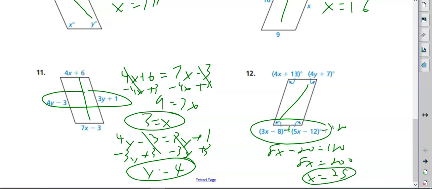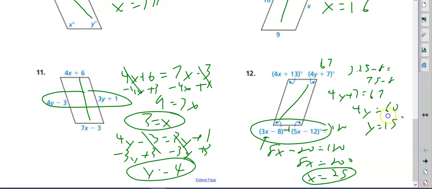Now, if x is 25, and we plug that in right here, we can say 3 times 25 minus 8 is 75 minus 8, which is 67. That means this angle right here is 67. So if we just say 4y plus 7 equals 67, that means 4y is 60. Divide by 4, y is 15.